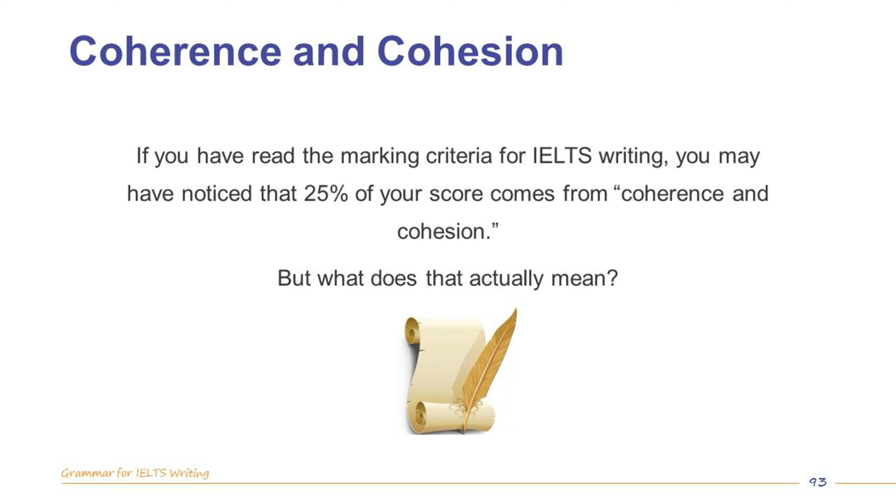If you have read the marking criteria for IELTS writing, and I recommend you do, you may have noticed that 25% of your score comes from coherence and cohesion. But what does that actually mean?